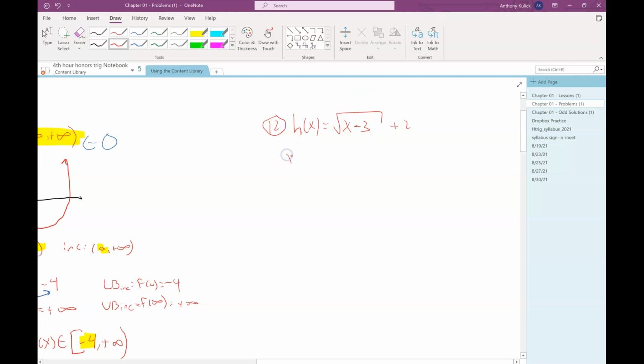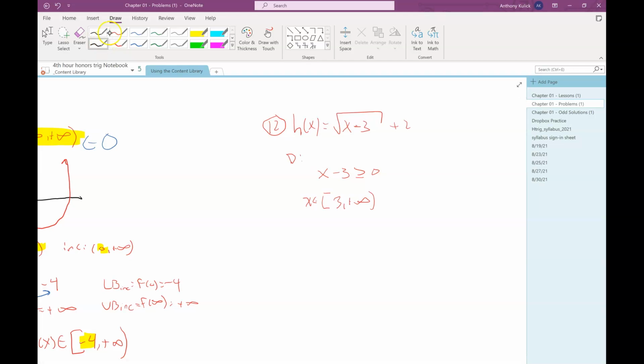So again, the domain here is going to be the place where the square root is non-negative. So 3 to positive infinity. I shortcutted through some steps there. Is that okay with you, Mackenzie?